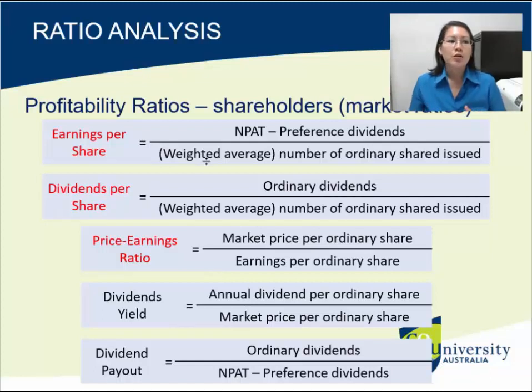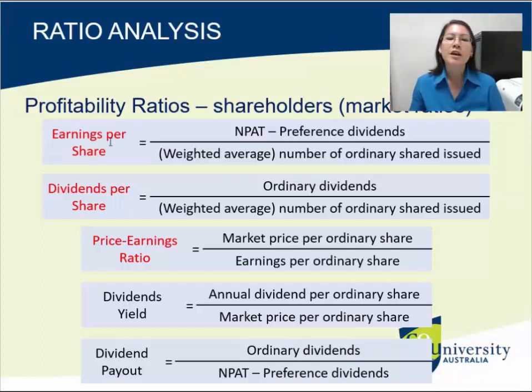Okay, continuing on with profitability ratios. These profitability ratios are more to do with shareholder returns, so we call them market ratios. So earnings per share, now your companies actually calculate this for you, but we don't want you to use the company's calculated one because they tend to round their number of shares. They show you their calculation anyway. It will be slightly different to the one that you calculate, and we want to see your calculation because that shows your understanding of it.